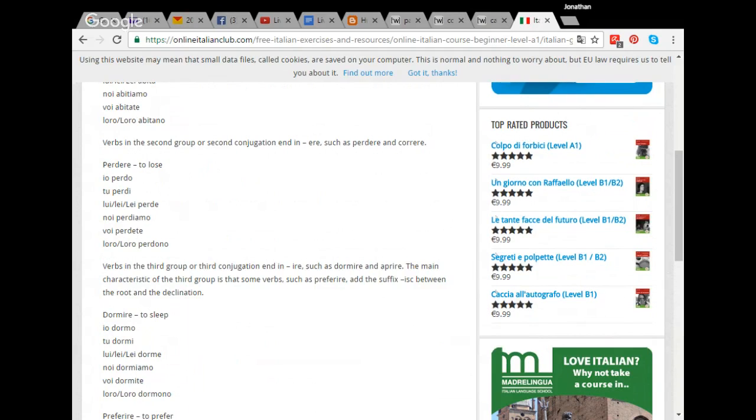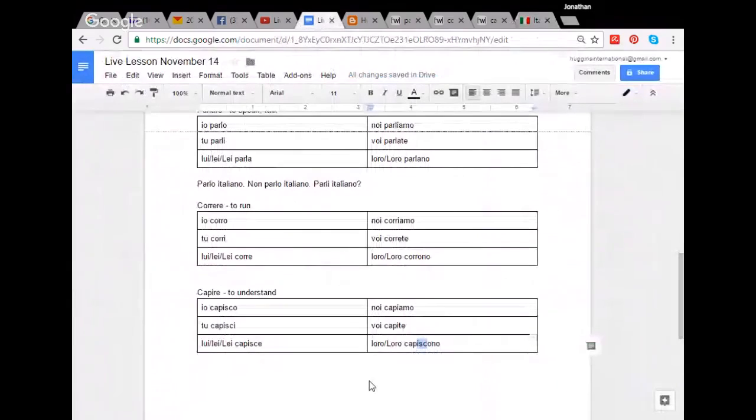So basically, if you're looking at this voi form, that's where you will see the ending similar to the infinitive. Like it's either ETE, ITE, ATE, and this parla or corre or capisce. So the second and third group, these end with E. The first group that has the infinitive with are ends with A.